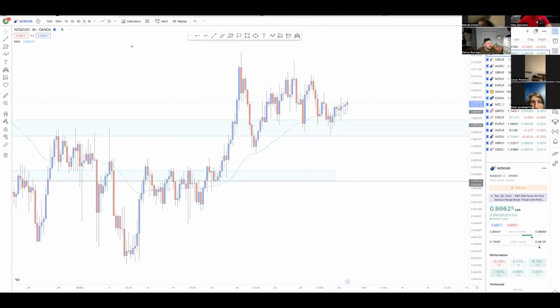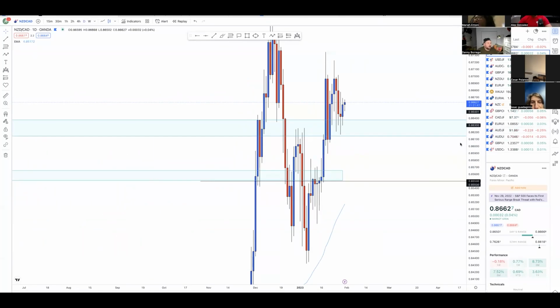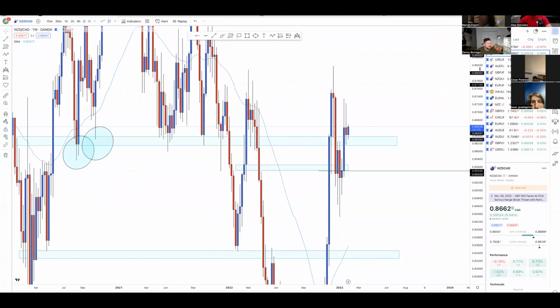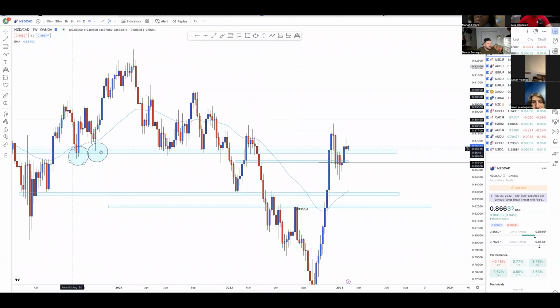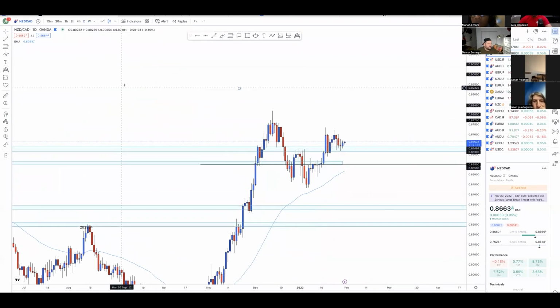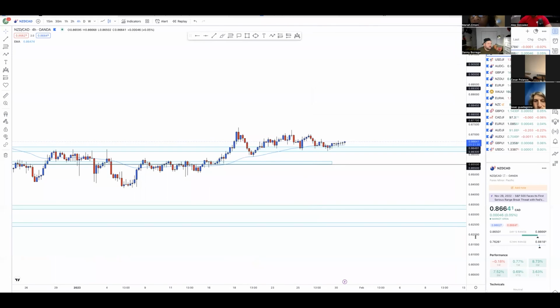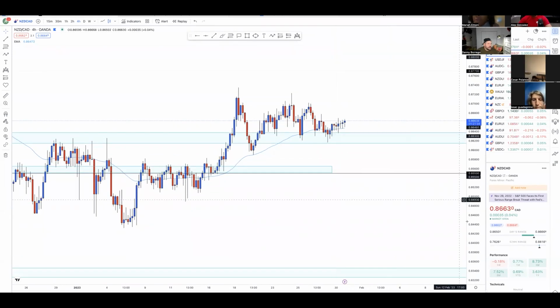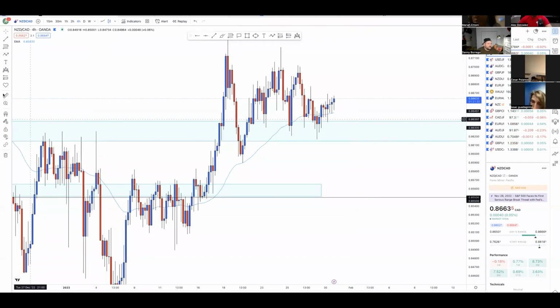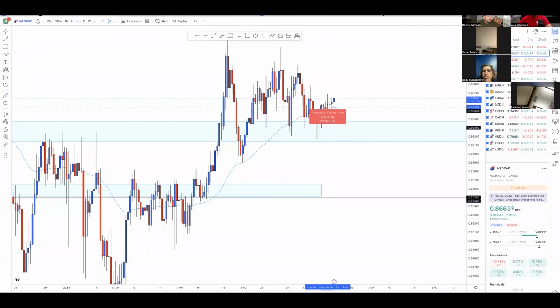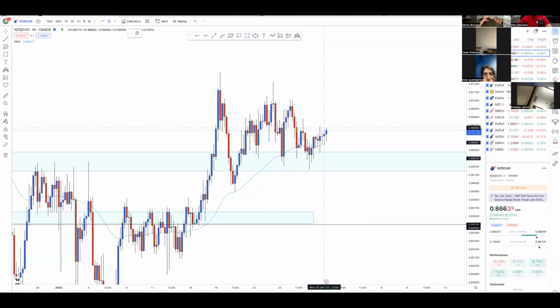NZD CAD pretty much did nothing. I'm not that crazy about it. It's above this weekly structure level. I just don't like how the 4-hour is looking. If you notice, all of this right here is about a day and a half of just stalling. So in my opinion, I'd want to wait for the same exact thing I'm waiting for on Euro GBP.